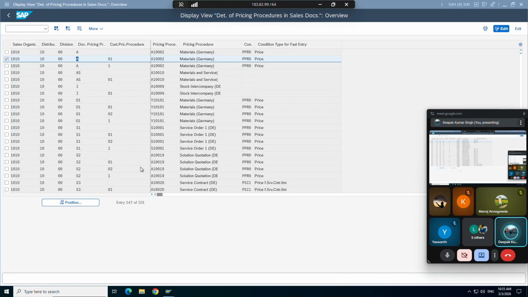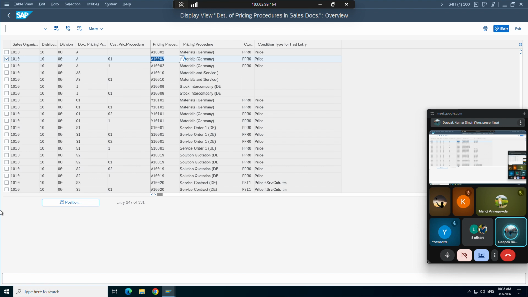Our sales area is 1010, the document type we are using is OR, and OR has document pricing procedure A. The customer, what we have, is customer pricing procedure 01. So the system has taken this pricing procedure. This is a very important interview question. It is very frequently asked, even at 5 years of experience. People ask this question: how does this pricing procedure get determined? So you need to tell this value, this thing.